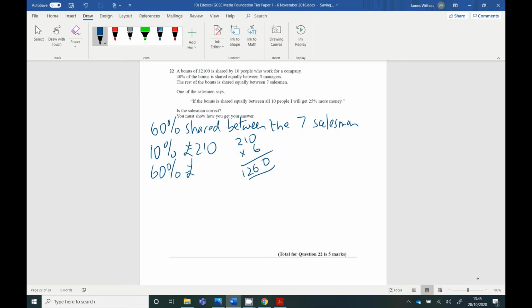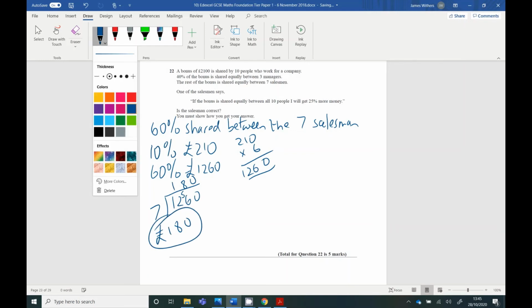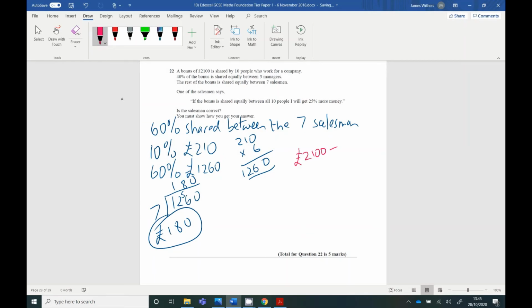So that £1,260 is shared equally between the 7 salesmen. So let's do 1,260 divided by 7. So 1 carry 5, that's £180. So under that arrangement, each of the salesmen will get £180. Now what about if we have the alternative arrangement when the £2,100 is shared equally across all 10 people? Well, that's going to be £210 each. So clearly a better arrangement.